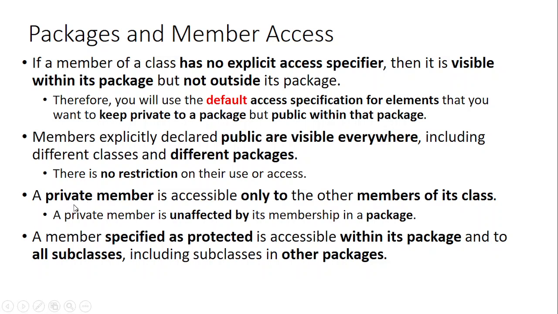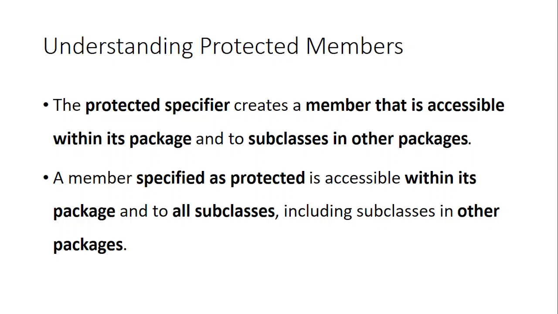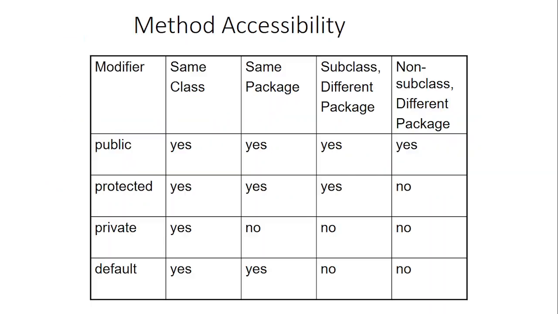If the member is private, that means it is visible only in that class, but it's not available to anyone else. If it is protected, that means it is accessible within the package and to all the subclasses that are outside the package. So that is the meaning. If the protected specifier is mentioned, it makes the member accessible within its package and all the subclasses outside the package. This is the idea, this is the thing that you must always remember.